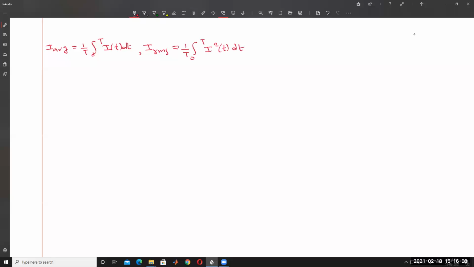So these are the formulas to find the I RMS and I average. For example, V average is equal to 1 by T integral 0 to T of v(t) dt. V RMS is equal to the square root of 1 by T integral 0 to T of v squared(t) dt. So by using these formulas, you will get the answers.